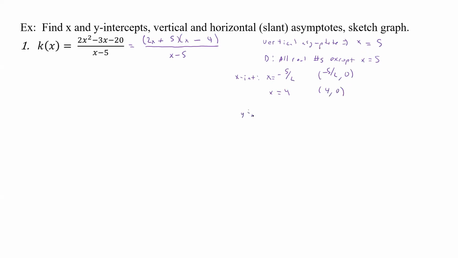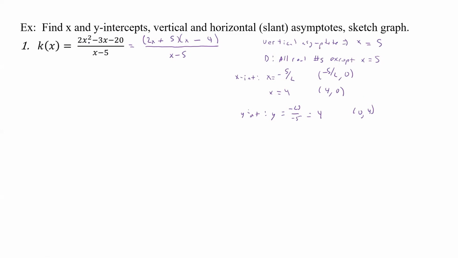And for the y-intercept, y equals what when you plug in 0 for x? Well, if we plug 0 here, we get a negative 20, and 0 here, we get a negative 5. So we get negative 20 over negative 5, and so that's going to give us a positive 4. So it's 0, 4 for the y-intercept.